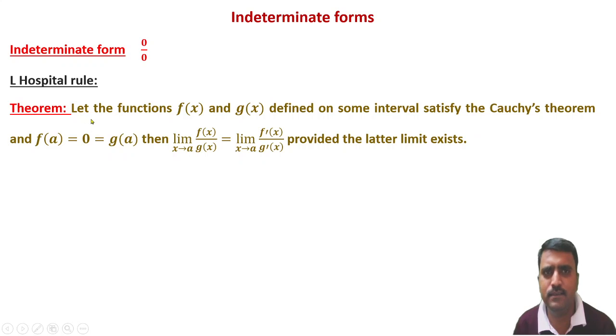I write that in the form of a theorem. Let the functions f of x and g of x be defined on some interval. The interval is not specifically defined. Some interval that satisfies Cauchy's theorem, and also f of a is equal to 0 and g of a is equal to 0. In that case, the limit of f of x by g of x when x tends to a is the same as the limit of f dash of x by g dash of x, provided the latter limit exists.